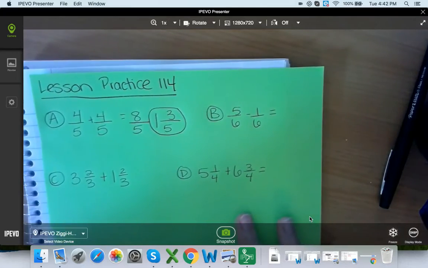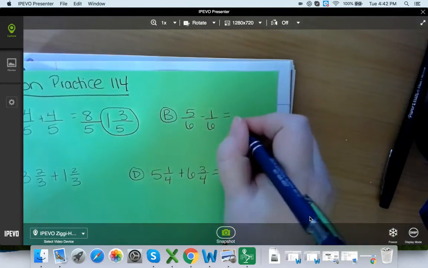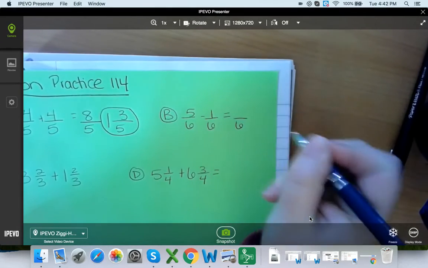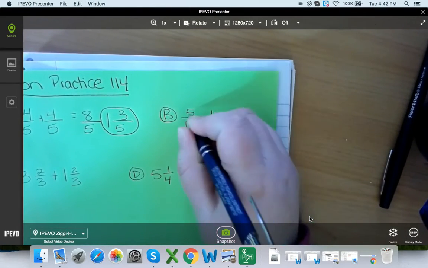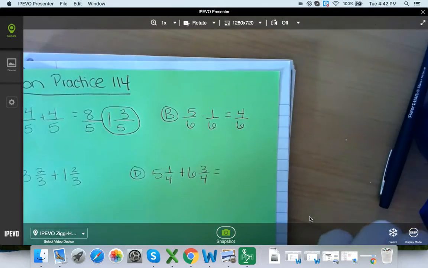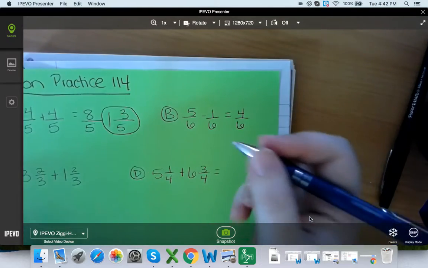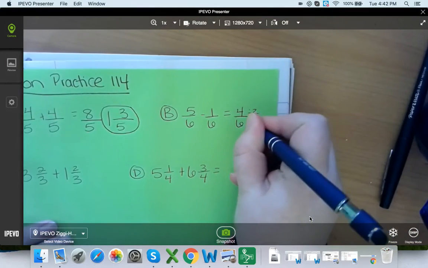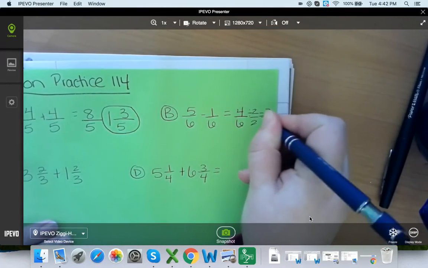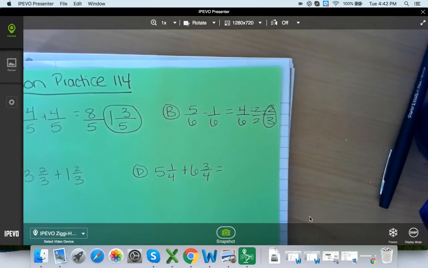All right, I'm going to jump over to letter B here. So I've got 5/6 minus 1/6. Right here, looks super fast and easy. 5 minus 1 is 4. But look at 4/6. They're going to ask, can that be reduced any further? We know that we can divide both of those numbers by 2. So I can go ahead and do that, and that will give me 2/3. Now, that doesn't have a whole number in front of it, so that's just going to be left the way it is.